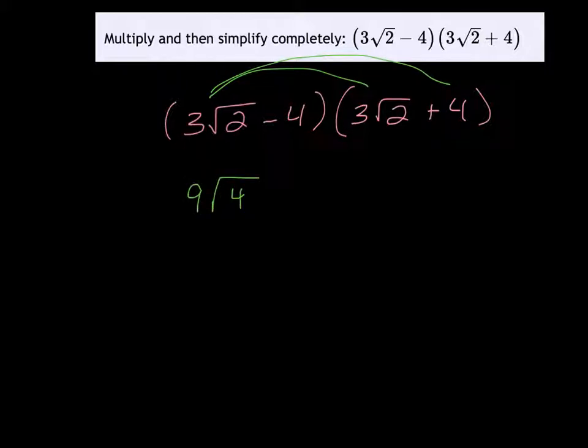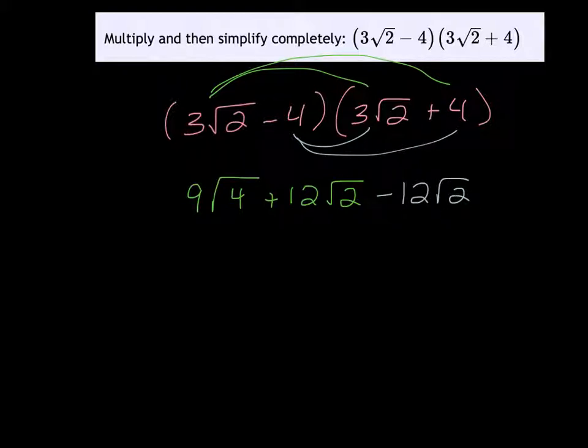Again, when we do that, we multiply the stuff outside of the radical together and the stuff inside the radical together. And then the 3 root 2 times 4 would give us a positive 12 root 2. Okay, and then we multiply the negative 4 through. Negative 4 times the 3 root 2 is negative 12 root 2. And the negative 4 times the positive 4 is a negative 16.